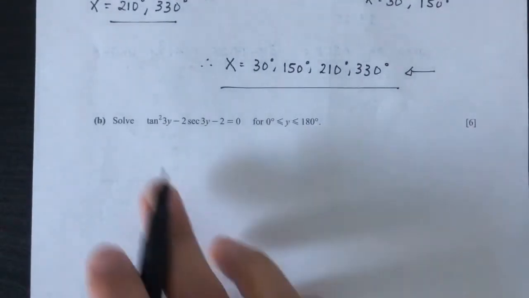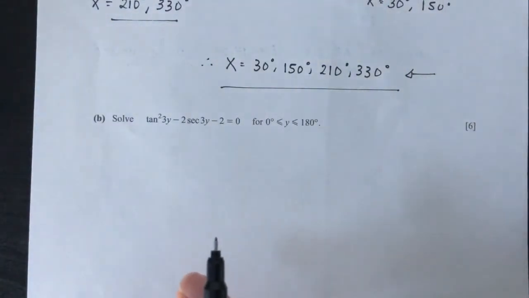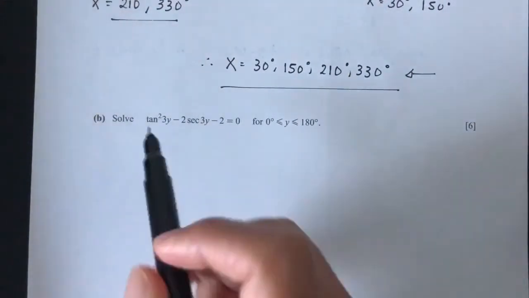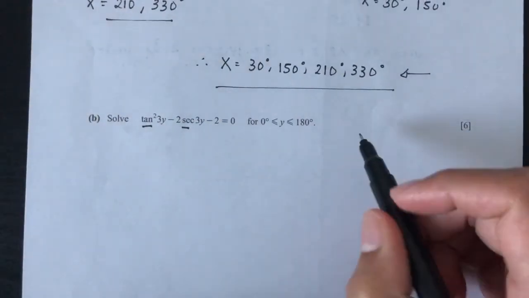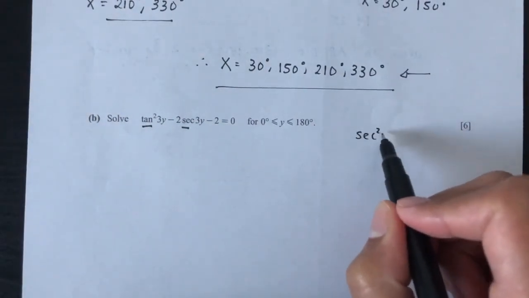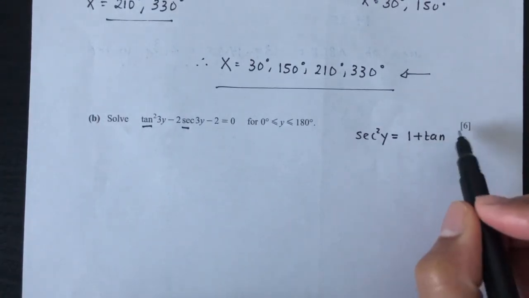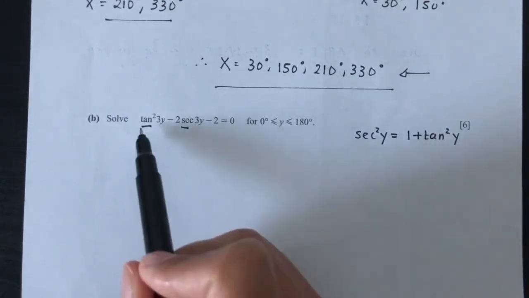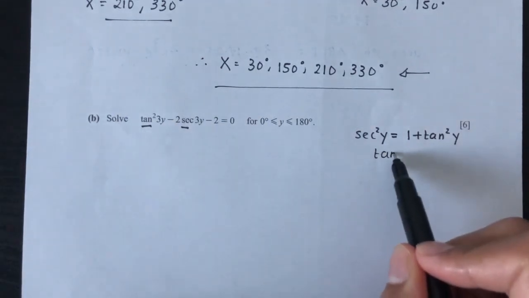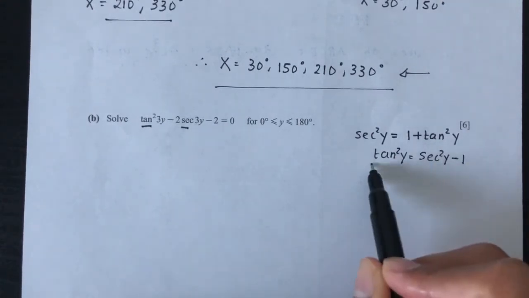Now for part B, solve this equation. Now you have been given a formula sheet for this paper, so let's use that. You will see here we have tan, we have sec, so we have to use this formula. So let's write this down. You have sec square y is equal to 1 plus tan square y. So if you replace the value of tan, tan square y is equal to sec square y minus 1. So replace this right here.